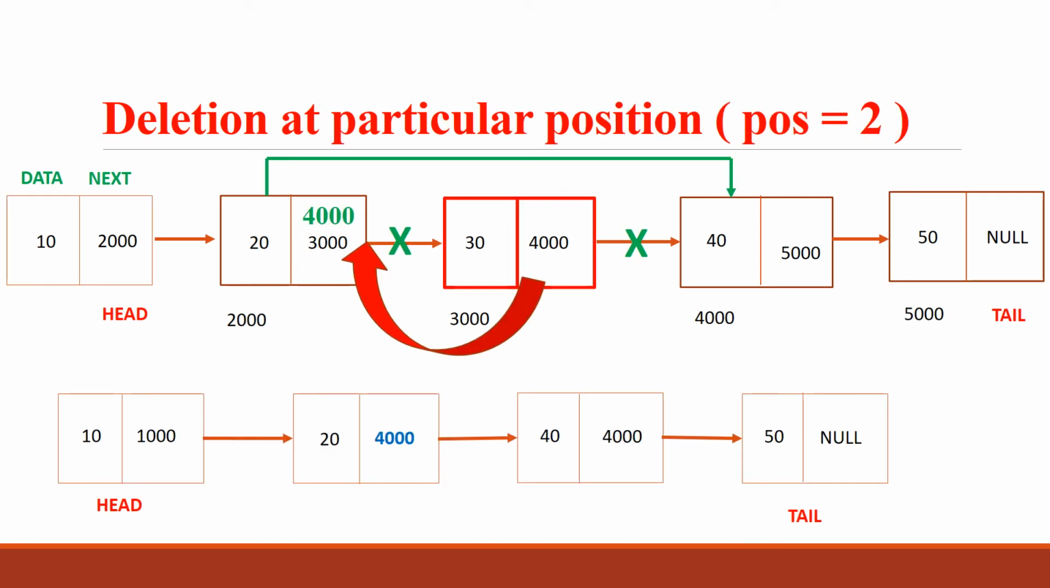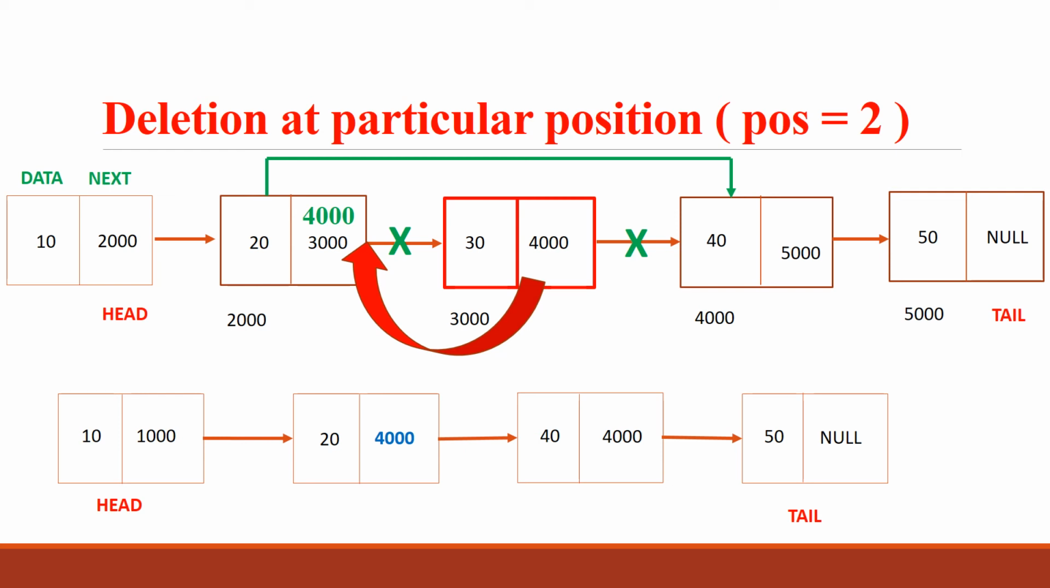Deletion at a particular position. In this case, first we have to read the position and traverse up to position minus 1. We place the next node's address in the present node. In this example, I am going to delete at position 2. For this case, move the head from the 0th position to position minus 1. In node 20, we have to place the address of node 40 and link node 20 with node 40.